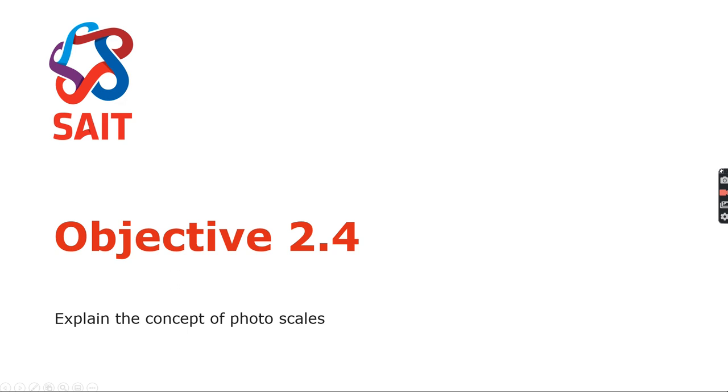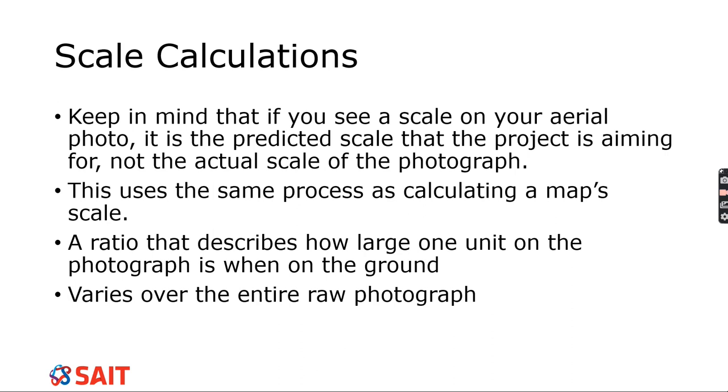So the next objective is the concept of photoscales. There's a lot of calculations that can come with photoscales, so this can be a really big topic. When you see a scale on the actual aerial photo, it's just a predicted scale. It says, I am trying to get that scale, so try to fly your airplane as close as you can so we can get that. And it's assuming that we have a flat terrain. If the terrain's flat, then it is going to be very close. But if we have a terrain that varies, then it's going to change as we go.